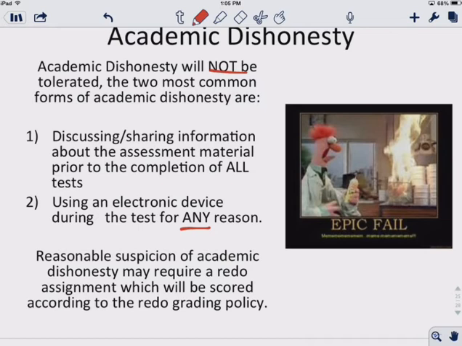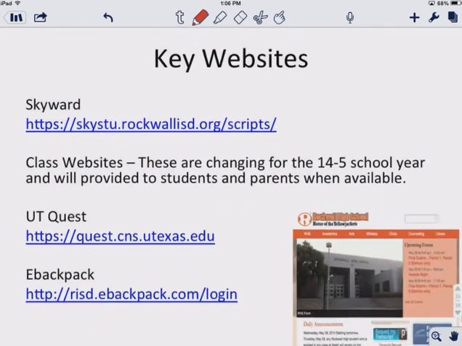Sadly, if I see you with a cell phone during a test, even if you weren't being dishonest or cheating, I am left with no other choice but to assume that there was dishonesty happening. So that would fall under the academic dishonesty clause. And as you see here, suspicion of academic dishonesty may require a redo assignment, which would be scored according to the redo grading policy per district.